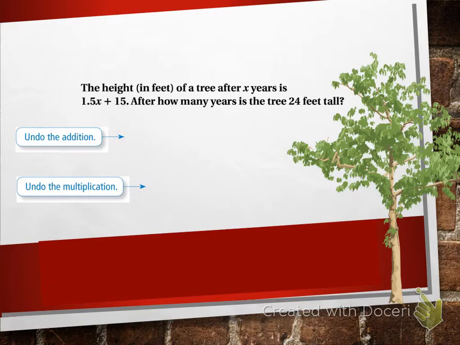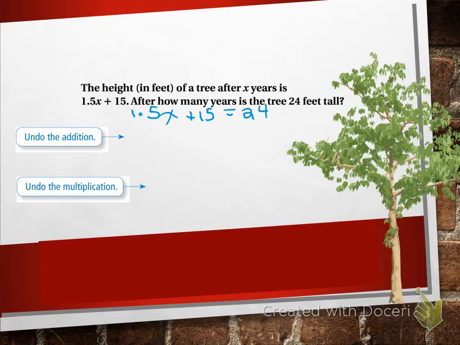So when we're looking here, the height in feet of a tree after x years is 1.5x plus 15. After how many years is the tree 24 feet tall? So first I'm going to write the equation. 1.5x plus 15 equals my 24, because that's what I want it to be.